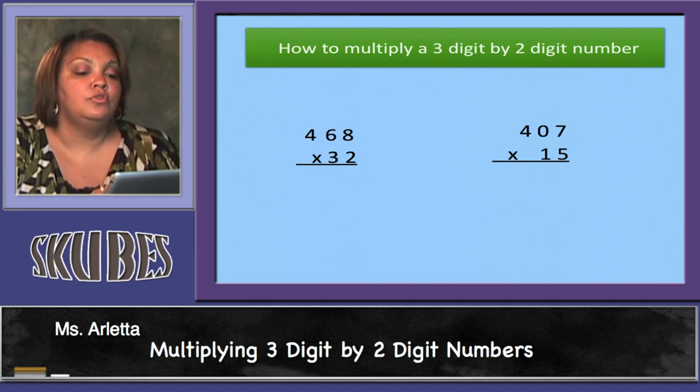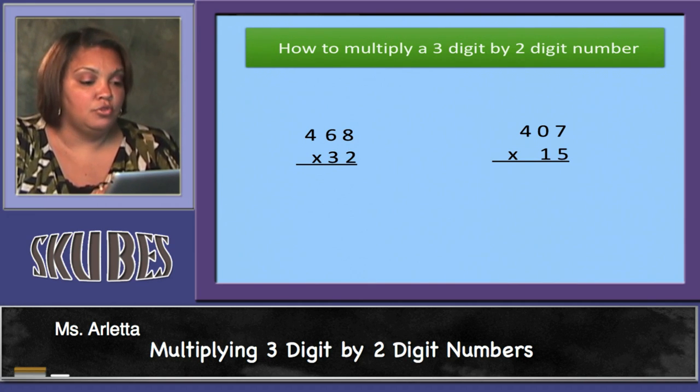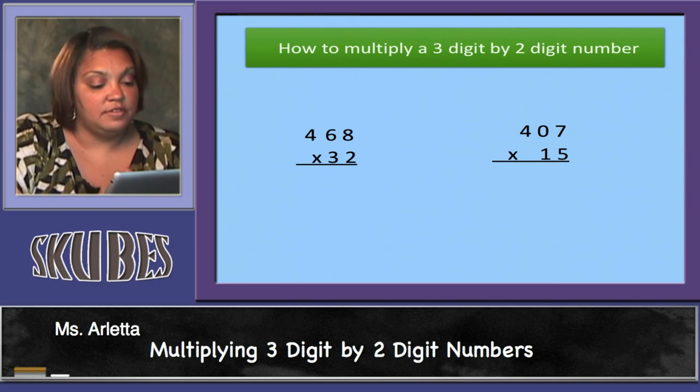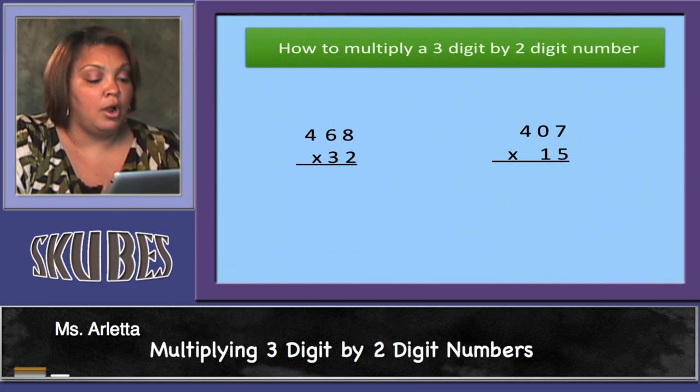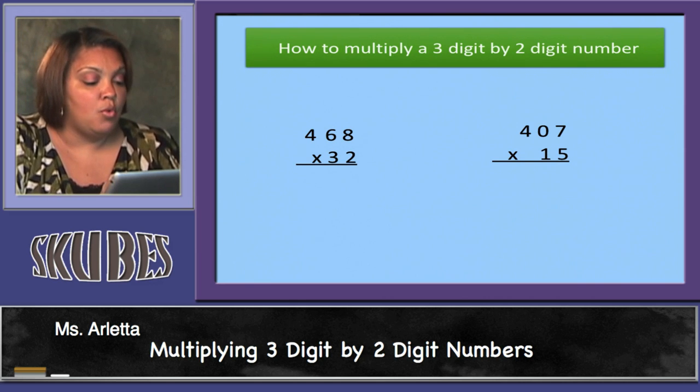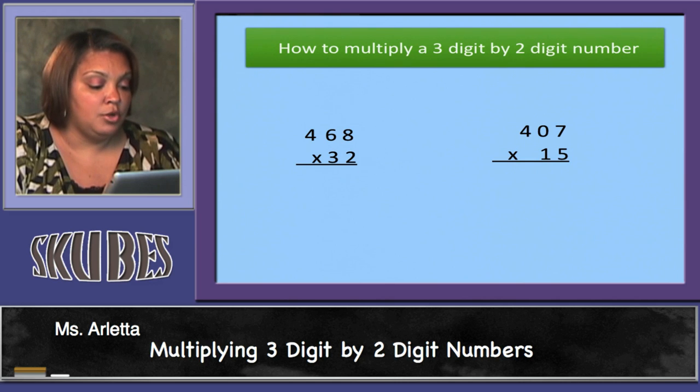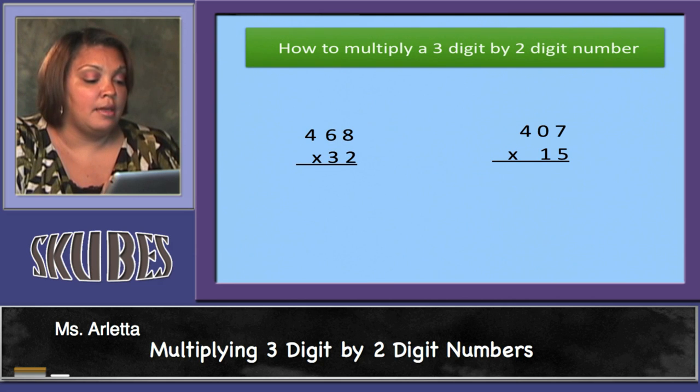I have two problems here to demonstrate how to multiply a 3-digit number by a 2-digit number. 468 is our multiplicand, and we're multiplying it by 32, our multiplier. We always start in the ones digit and work our way to the tens digit and the hundreds digit when multiplying. For example, you would start here with the 2, you would multiply it by the 8, then multiply it by the 6, and multiply the same 2 by the 4.